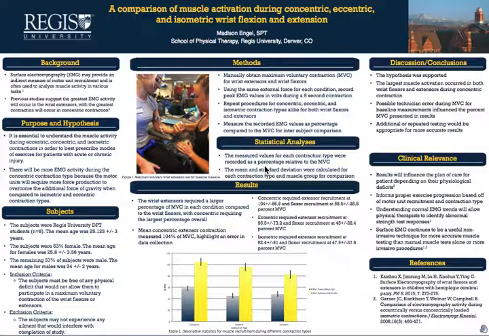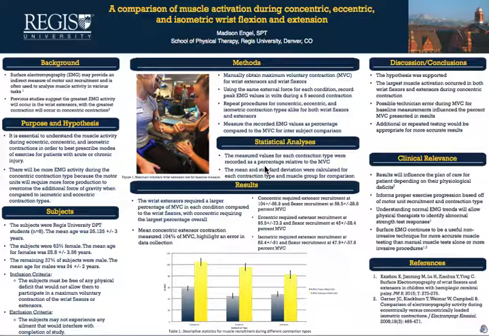To prepare, we shaved the participant's dominant forearm and select locations over the bicep and tricep to ensure proper adhesion of the electrodes on the skin. We then recorded a maximal voluntary contraction for both the flexor and extensor muscles.